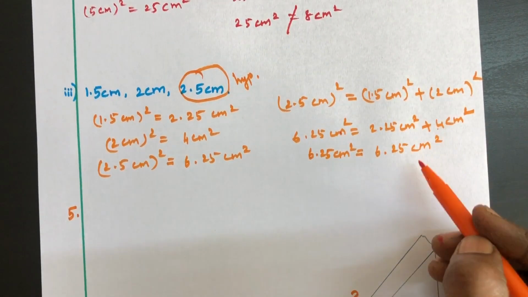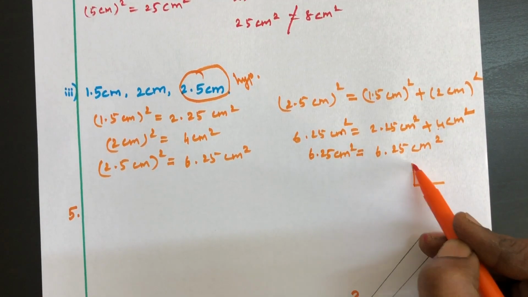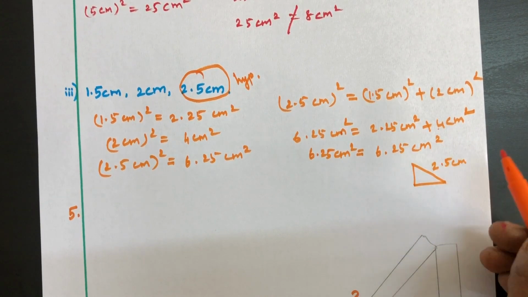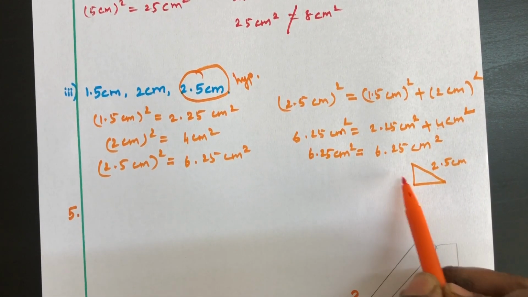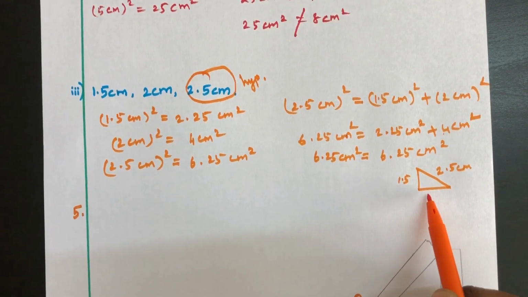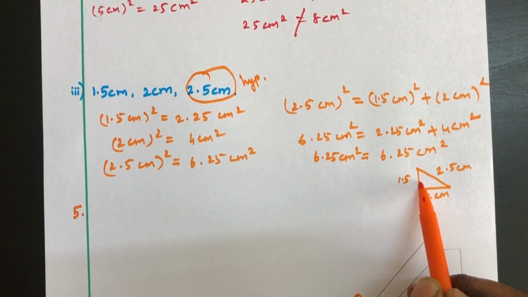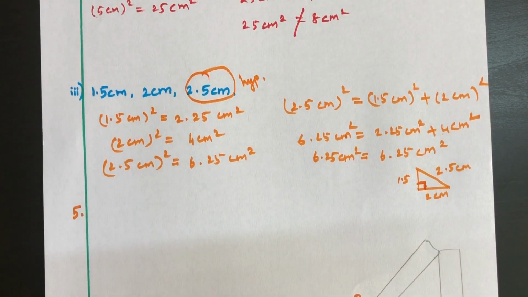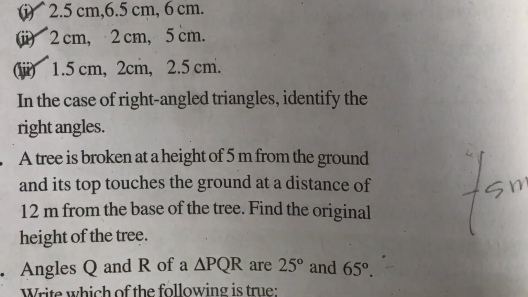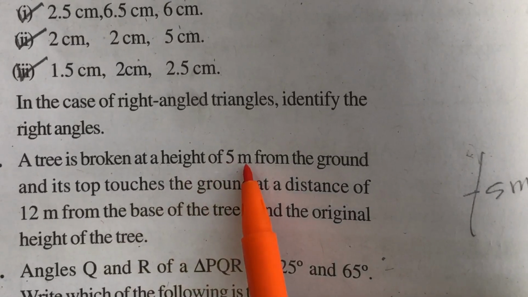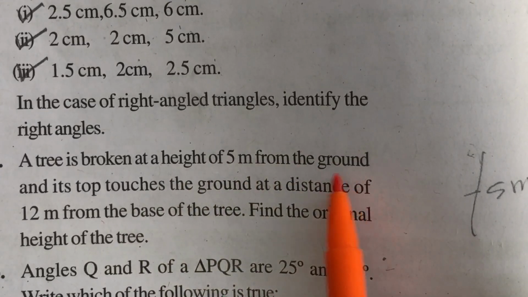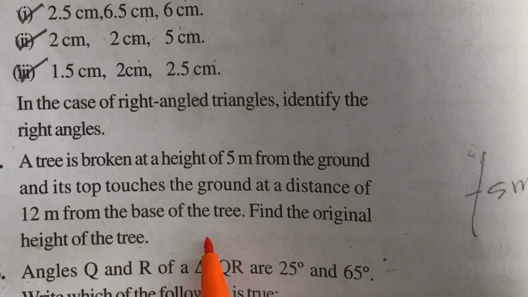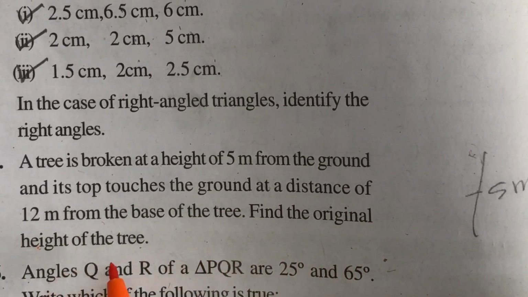That means if we draw a right angled triangle, this is 2.5 centimeter. So it may be some 1.5 centimeter and 2 centimeter. A right angle is formed over here, this side. Fifth question. A tree is broken at a height of 5 meter from the ground and its top touches the ground at a distance of 12 meter from the base of the tree. Find the original height of the tree.